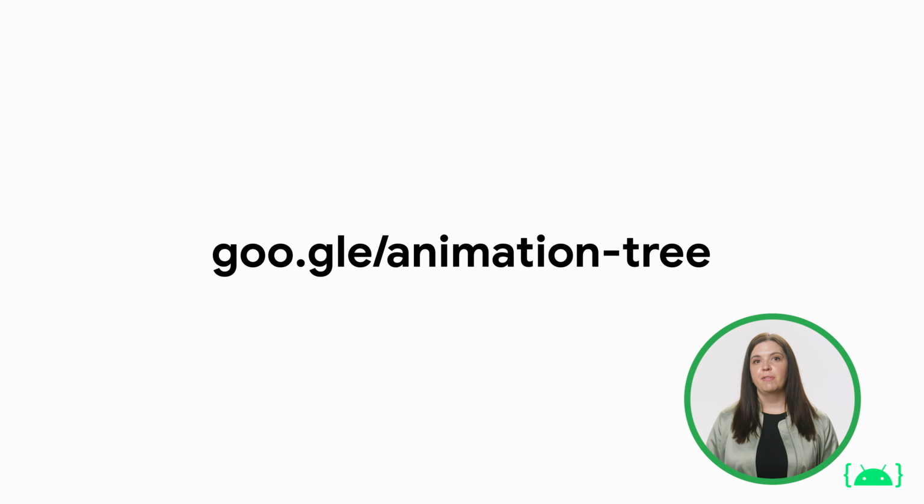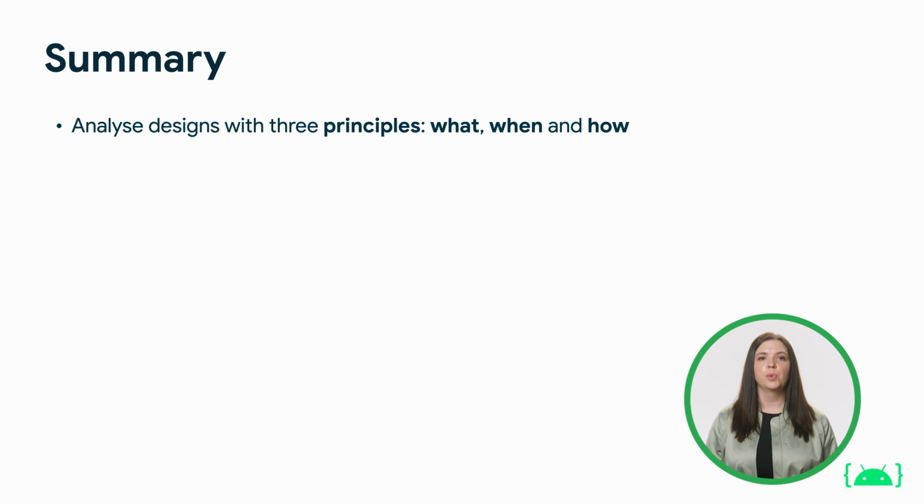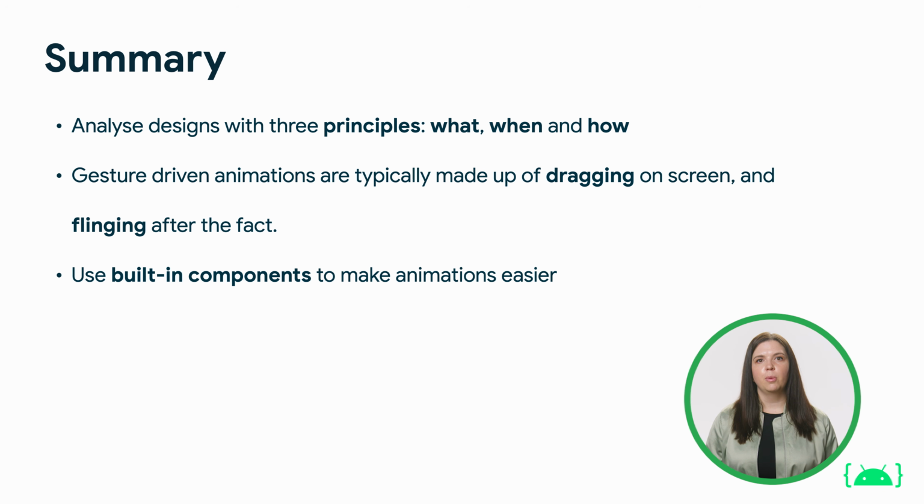The full diagram can be found at this link, and it should help you get started with thinking about which animation to use where. In summary, today we've covered a bunch of concepts for animations. But most importantly, try to analyze your animations with 3 questions in mind: what, when, and how. We've also learned that gesture-driven animations are typically made up of 2 parts: dragging on screen and flinging, and how to handle these situations. And finally, use the built-in components to make common animations easier. And if you don't know which animation API to use, use the decision tree diagram to help you decide.